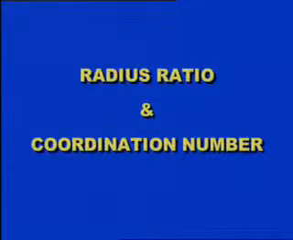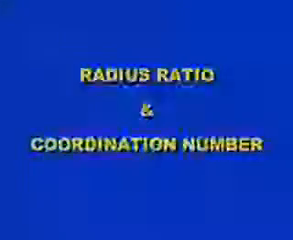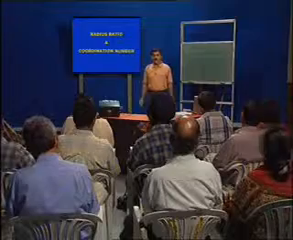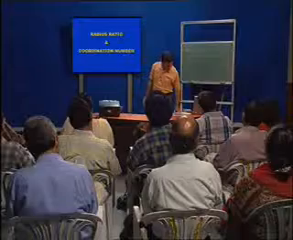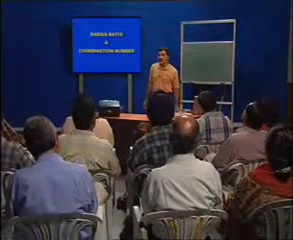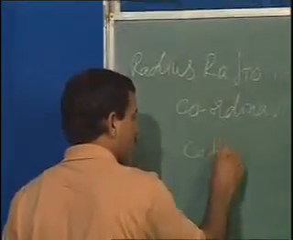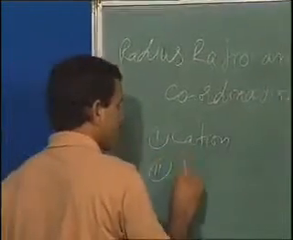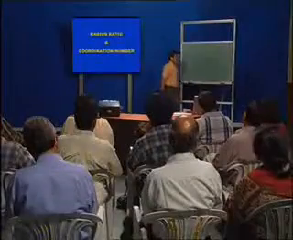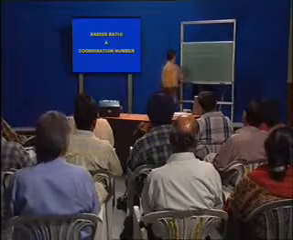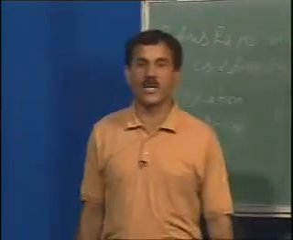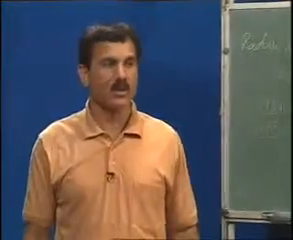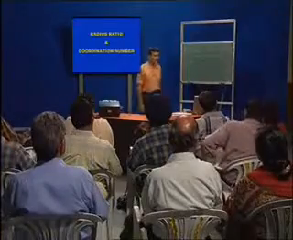Next we have the radius ratio and coordination number. Let's first define what is radius ratio. Now, mostly the crystalline solids, particularly ionic solids, are made up of ions, and ions are of 2 types. First we have the cation, then we have the anion. If we take the ratio of the size of cation to size of anion, then we get a number. The number is known as the radius ratio.